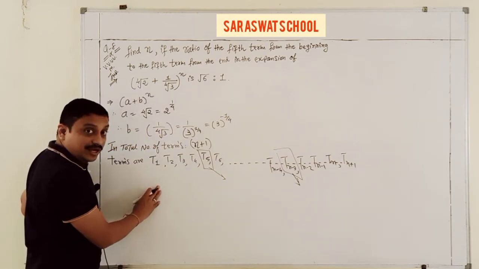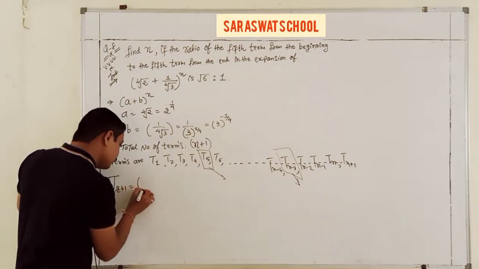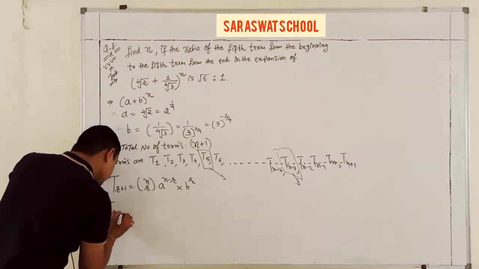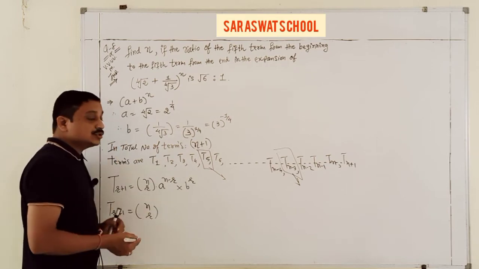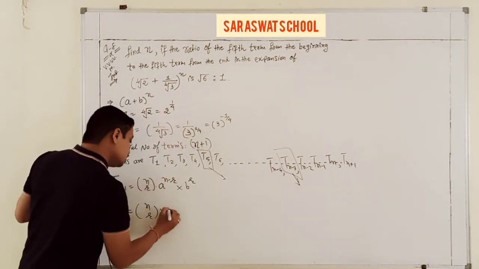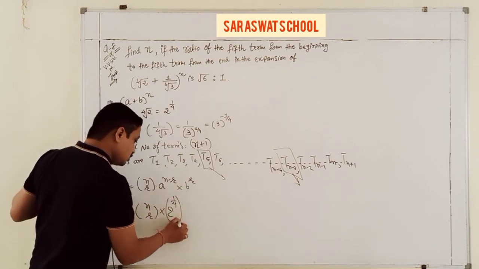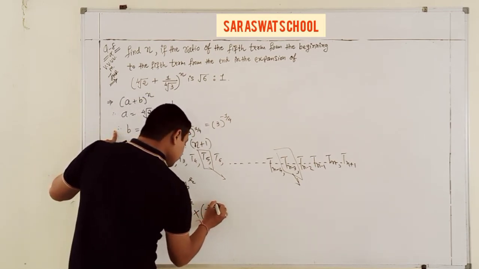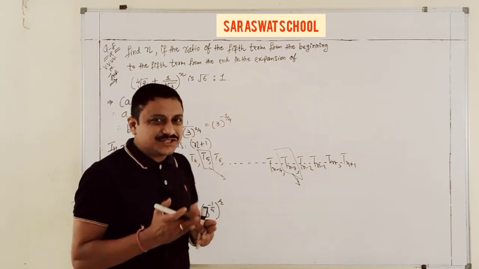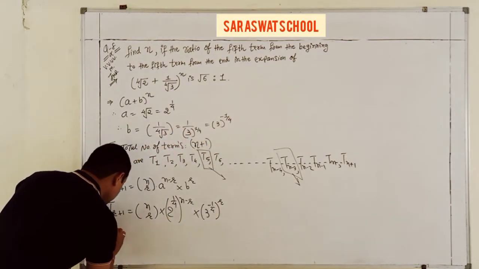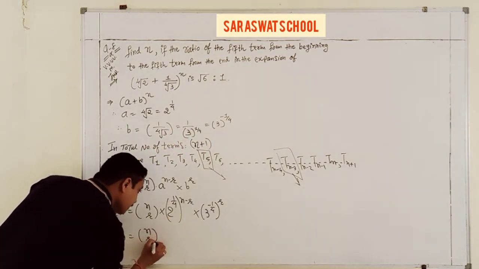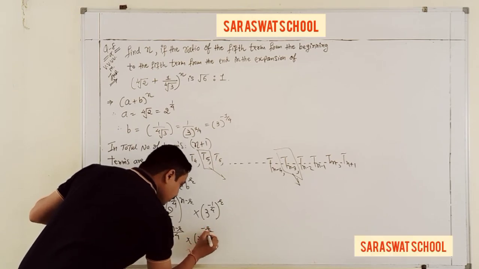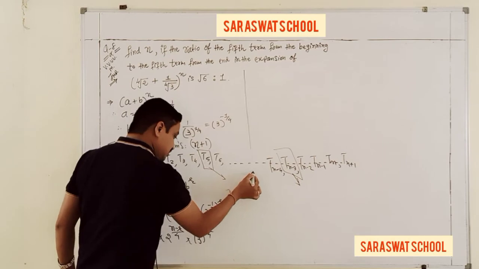So first of all, I convert into the general term. T(r plus 1) is nCr, a raised to n minus r, b raised to r. Here n is unknown and r is also unknown. So a is 2 raised to 1 by 4 raised to n minus r, but b is 3 raised to minus 1 by 4 raised to r. I rearrange and simplify the terms: T(r plus 1) is nCr, 2 raised to (n minus r) by 4, and 3 raised to minus r by 4.